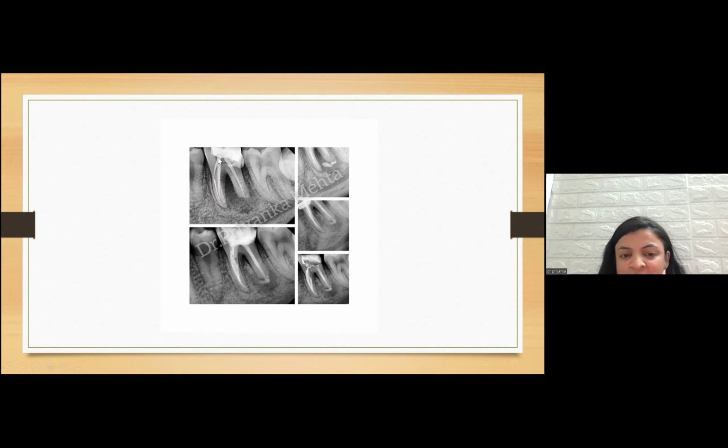Here, I feel the reason for the failure could be the poor coronal seal and one missed mesiolingual canal. We opened up, I bypassed the file somehow. I cleaned it, disinfected it. I found the mesiolingual canal, kept calcium hydroxide for a while, and again recalled the patient. The patient was asymptomatic. I obturated it, and we can see the clear healing over there.